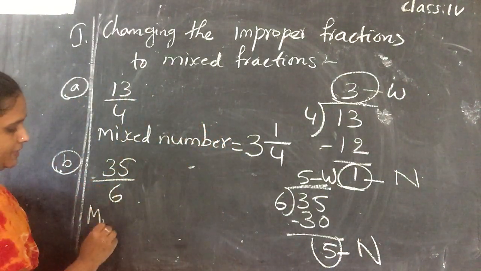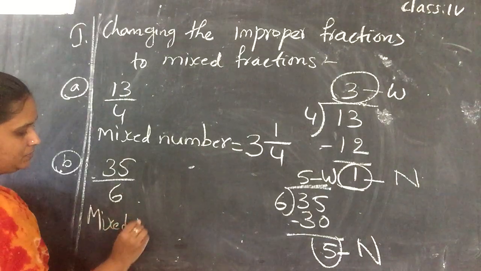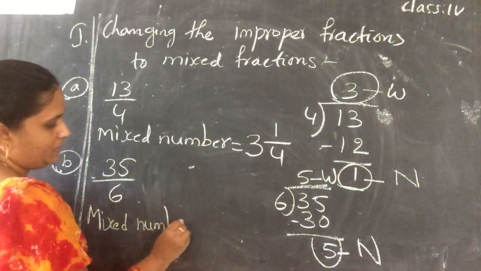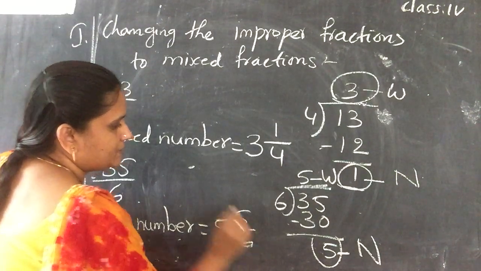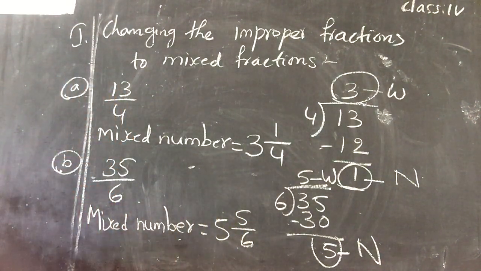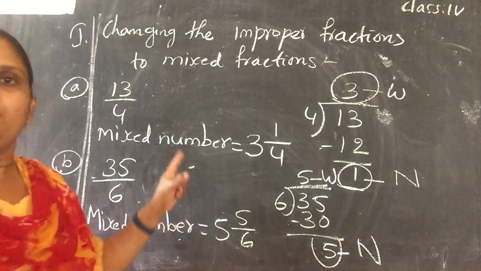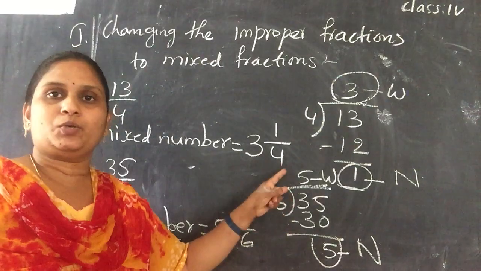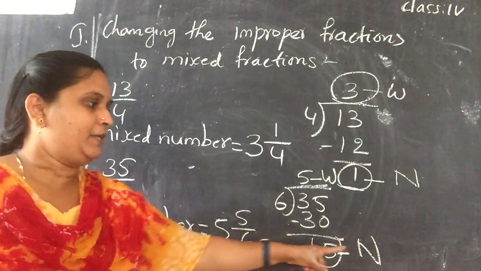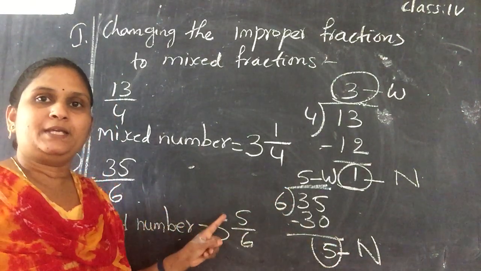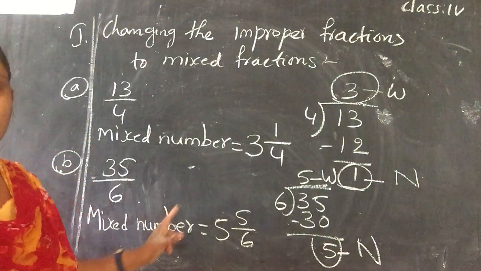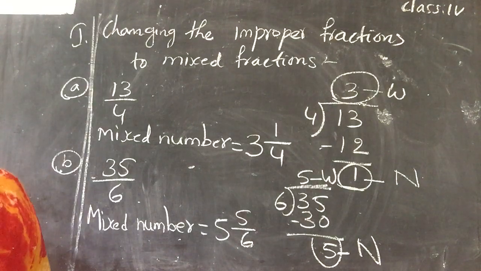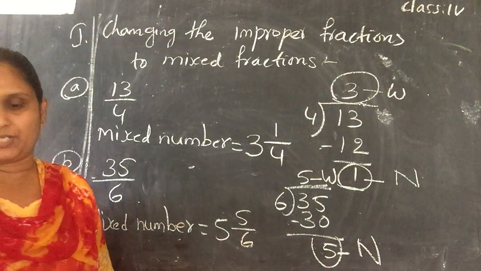Okay, now mixed fraction or mixed number is equal to 5 5 by 6. Okay, remaining sums also, remaining 4 or 5 sums are there, that also first do the division and write the quotient as a whole number and remainder as a numerator and denominator as it is. Okay, like this you have to convert improper fractions into mixed fractions.